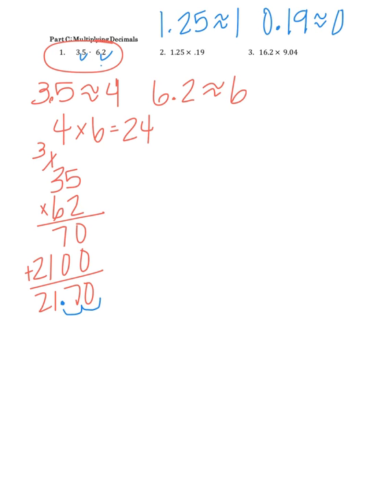So we multiply. 1 and 25 hundredths, we multiply as though it's 125. 19 hundredths, we multiply as though it's the whole number 19.